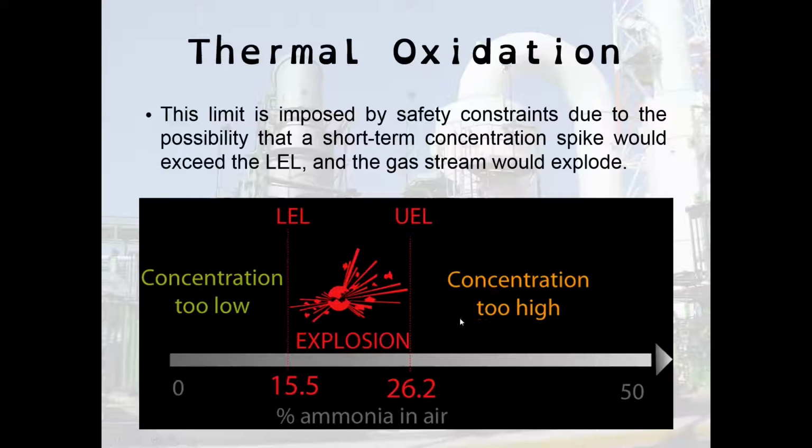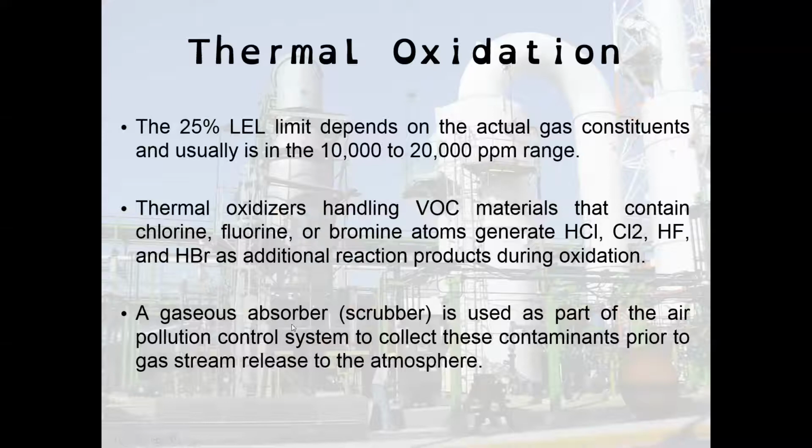Now, ideally speaking, we don't want explosions in our thermal oxidizers or our incinerators, so that is the reason why they operate at 25% of the lower explosive limit. And of course, that lower explosive limit is dependent on the constituents within your gas stream, and so they will always range.